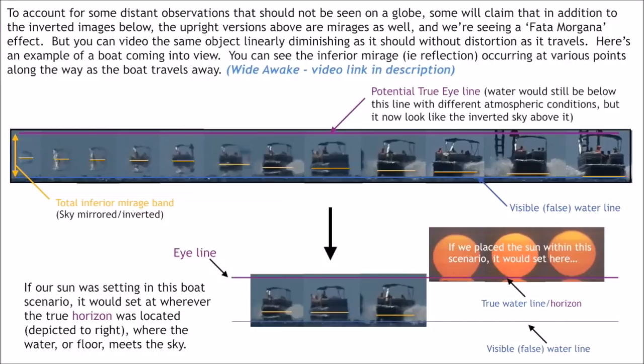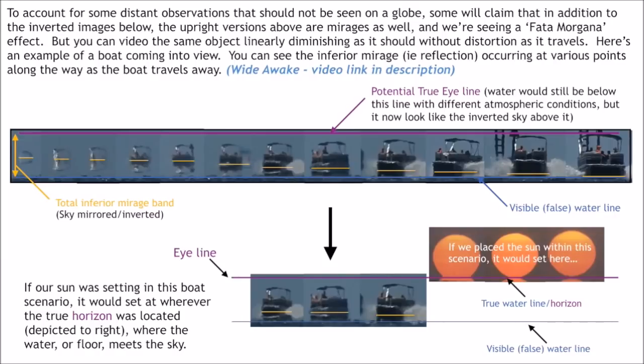So to account for some distant observations that should not be seen on a globe, some will claim that in addition to the inverted images below, the upright versions above are images or mirages as well. In other words, the inversion below isn't a mirage, but not only that, the object above the inversion is also a mirage, and they're both fake. Or we're seeing a Fata Morgana effect or other mirage effects.